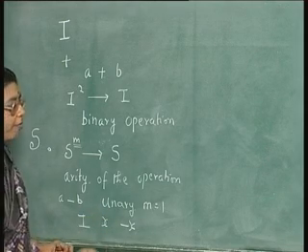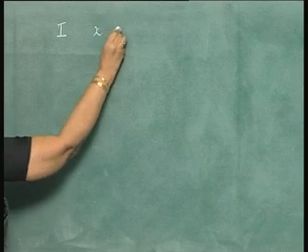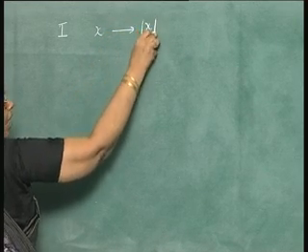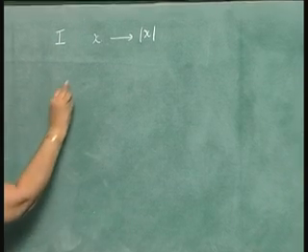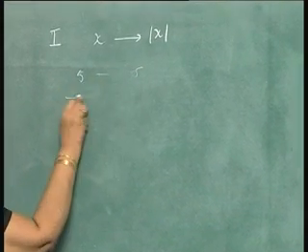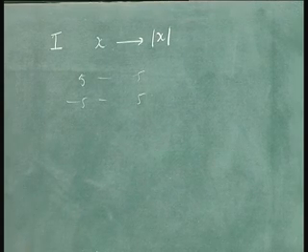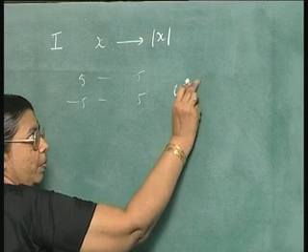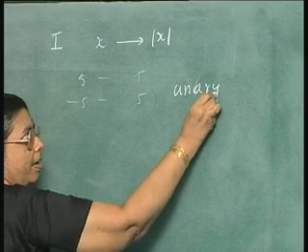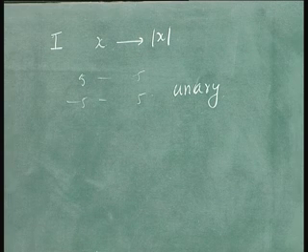Or you can also have unary operations like, if you take the set of integers, for x you define mod of x, the absolute value of x, this is a unary operation. So, if it is a positive number like 5, it will be 5, if it is a negative number like -5, it is again 5. So, this is again a unary operation, finding the absolute value. We can think of other operations of higher arity also.